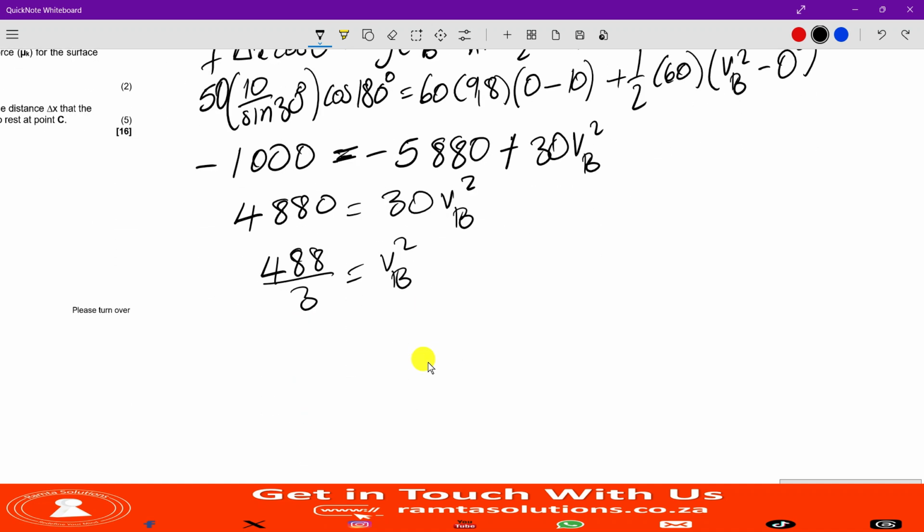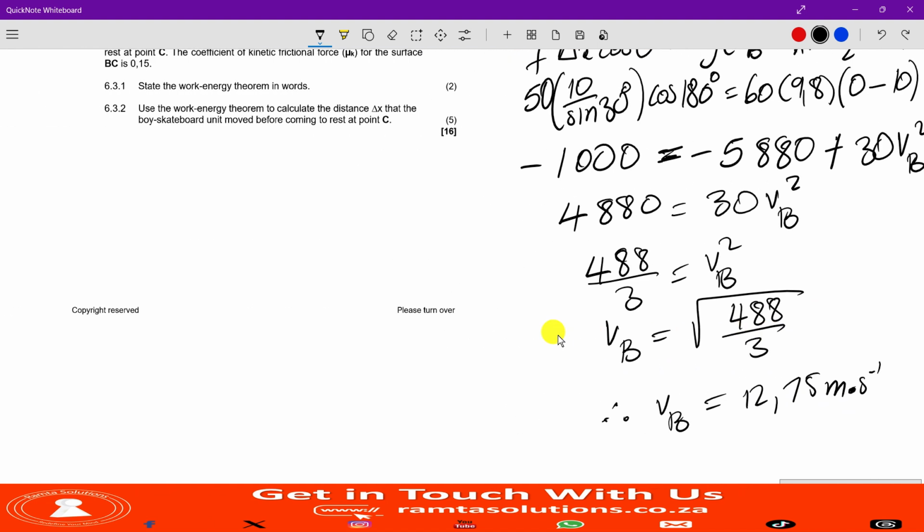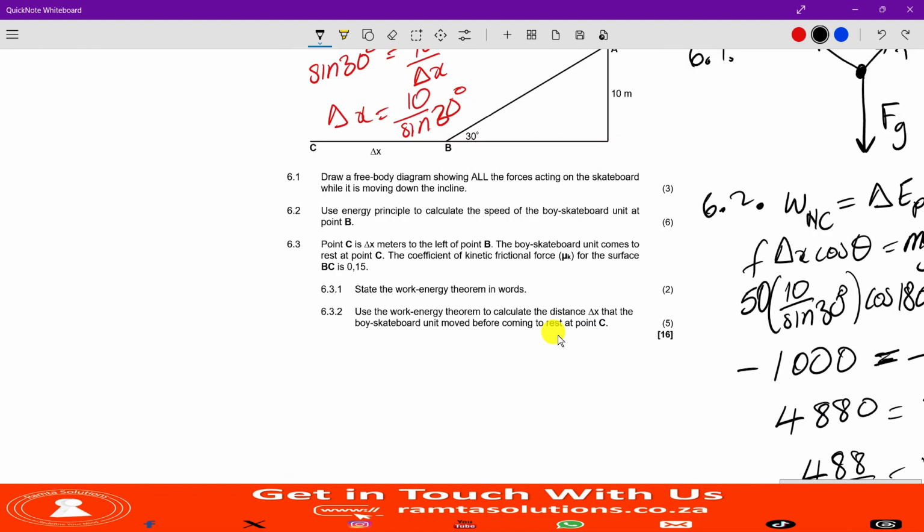Now the square root of this will be v sub b. v sub b is equal to the square root of 488 over 3. Therefore, v sub b is 12.75 meters per second. That is the speed at point B.